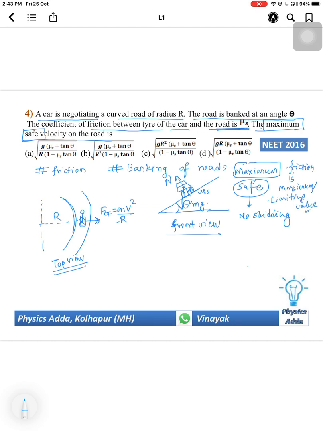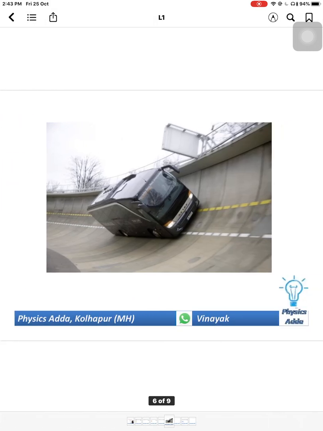Okay. What is the limiting value of friction? Mu s into N, right? So it will act in this direction. Why? Because skidding will happen like this, in this direction. Okay. Let's analyze the situation like this.